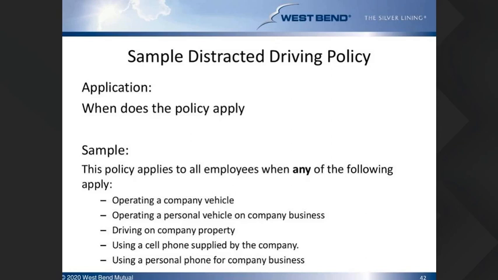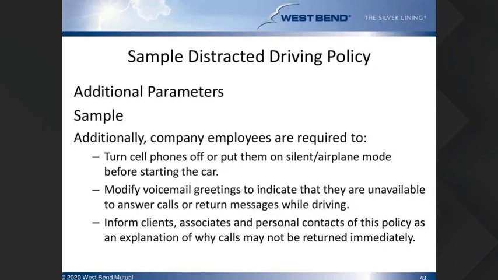So again, setting those parameters so you don't give a lot of gray area for your employees to try to say, well, I didn't understand that I couldn't be on my phone while operating a company vehicle or my own vehicle while on company time. Then we have our additional parameters. So a sample could be additionally, company employees are required to, and this is where you can really spell out what your expectations are for the use of electronics. So turn off your cell phone, put them away on silent or airplane mode before starting the vehicle.